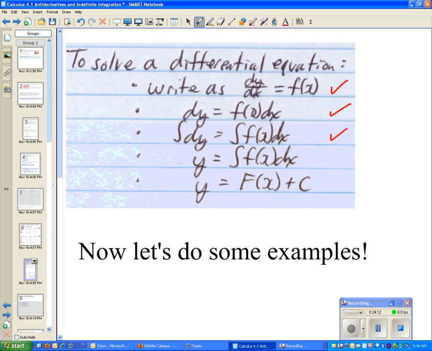Okay? Now, on the left, the integral of dy is y, because the integral of the derivative of y is y. So you get y on the left, and then you just have to work out the right. That's what we're going to start learning how to do, working out the right side of this equation. We're going to learn how to get the integral of f of x dx, and we'll call it capital F of x plus c. And look how excited I was when I wrote, now let's do some examples. I even put an exclamation mark there.